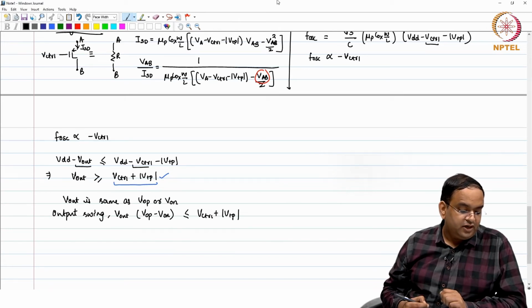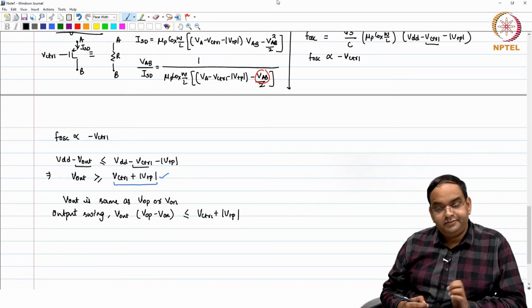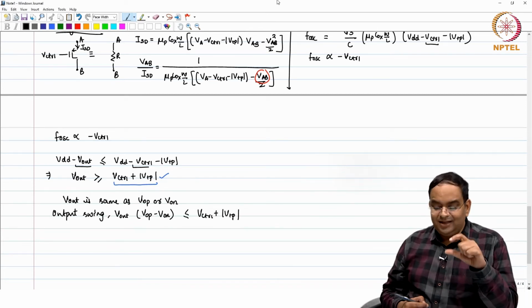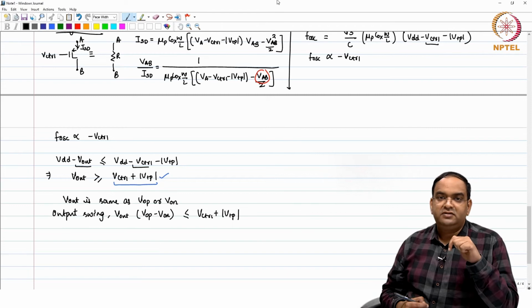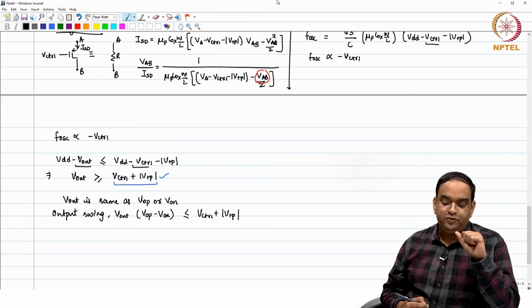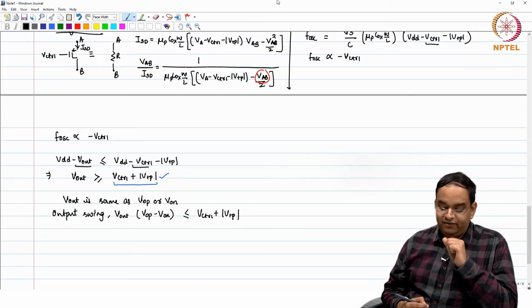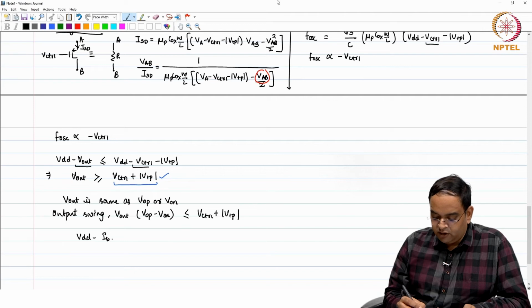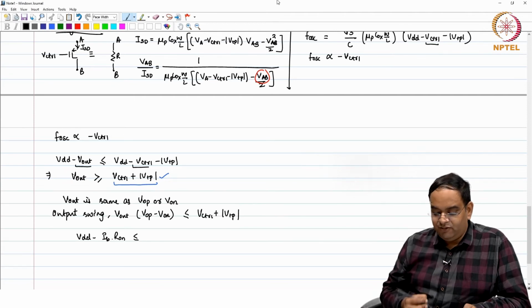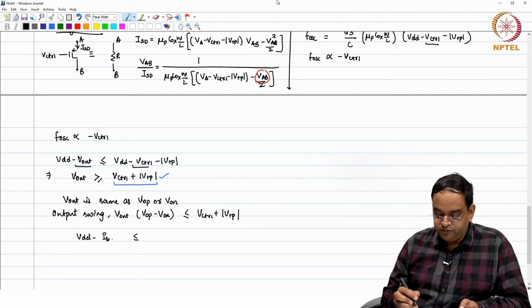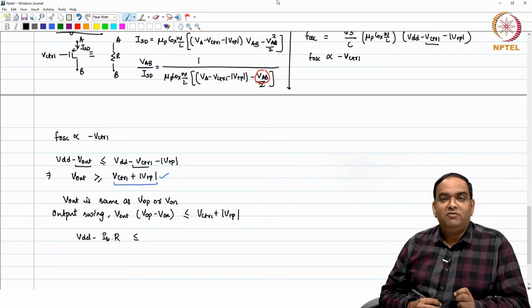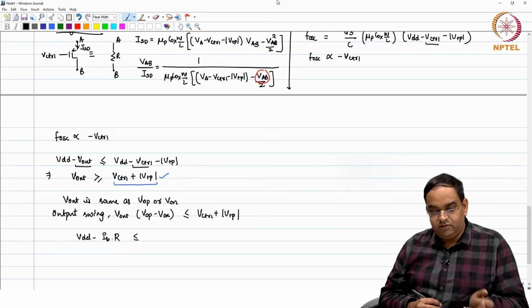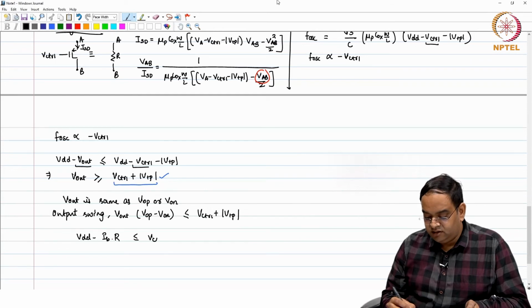So, your output swing cannot be anything greater than that. There is a limit, but surely that depends on your bias voltage, because we also know that this output swing is nothing but VDD minus IB times R on. It is not that you can have only one value of the bias current, but you can have a range of bias current as desired.